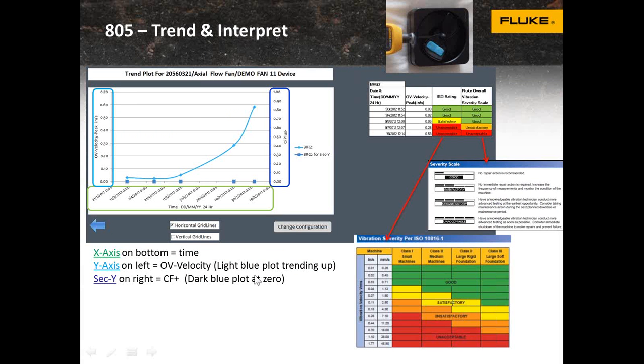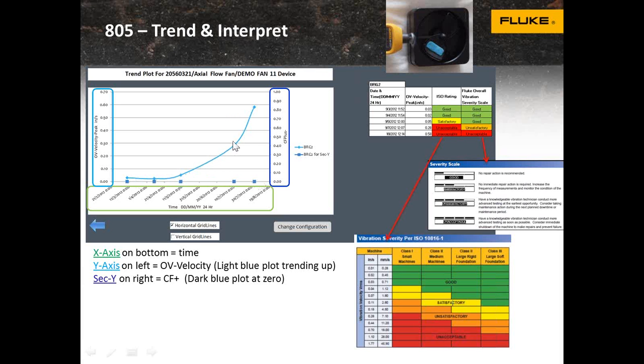So then you would store the information in your PC. You could then trend those using our graph, our Excel template. In this example, you can see that along the bottom, your x-axis is time. Over on the left is overall vibration, and over on the right is crest factor plus. And you can see that over on the left, the light blue line is trending up. That's telling me that my overall vibration is getting bad on this machine. But if you'll notice along the bottom, the dark blue, my bearings and crest factor hasn't changed.